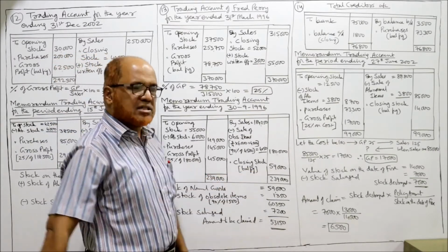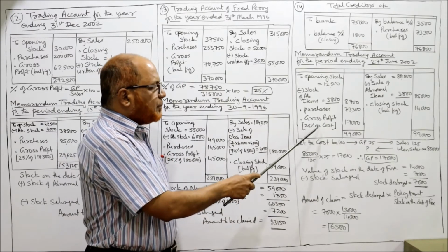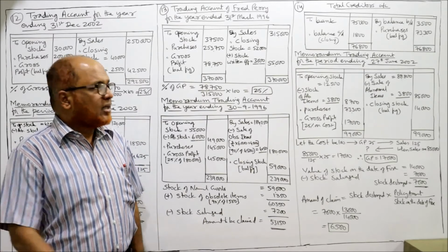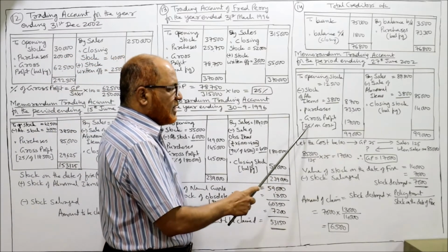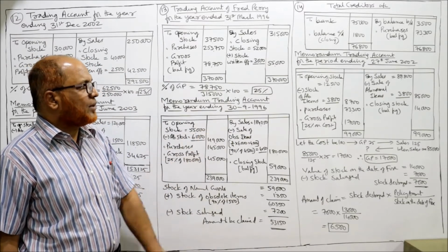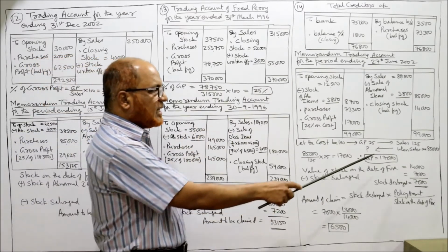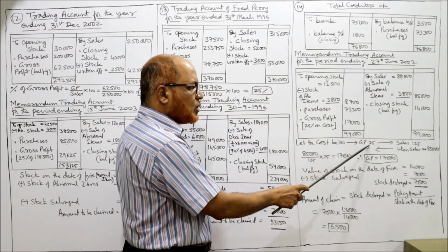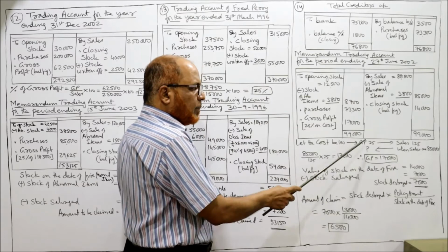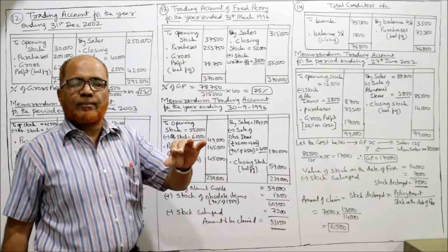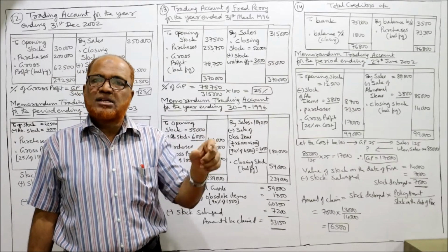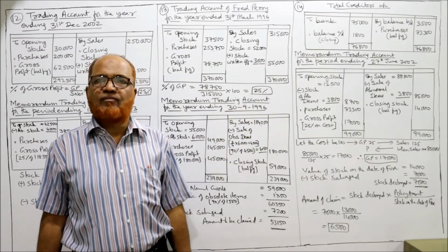Let the cost be 100. 25% on cost it is saying, but we don't have the cost. So we are supposing the cost is 100. So gross profit is 25% of 100, that is 25. 100 rupees अगर cost है तो 25 rupees gross profit है. तो sale कितना हो जाएगा? 125. 100 plus 25. Cost plus GP is equal to sales. तो equation हो गया. If the cost is 100, GP is 25, sales will become 125.